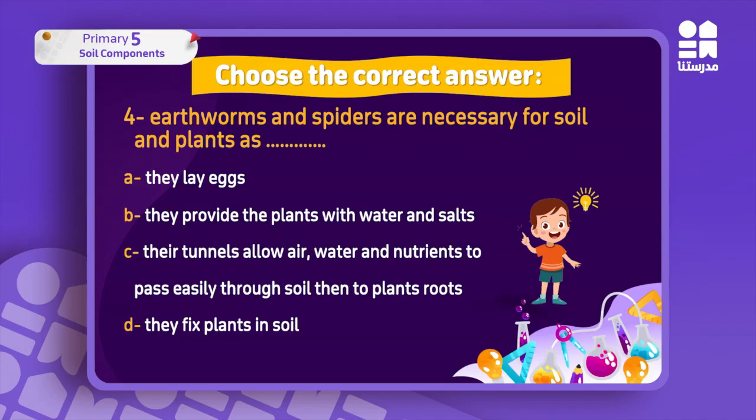Number 4, earthworms and spiders are necessary for soil and plants as they do what? Lay eggs, or they provide plants with water and salt. Their tunnels allow air, water and nutrients to pass easily through soil then plants roots, or D, they fix plant in the soil.